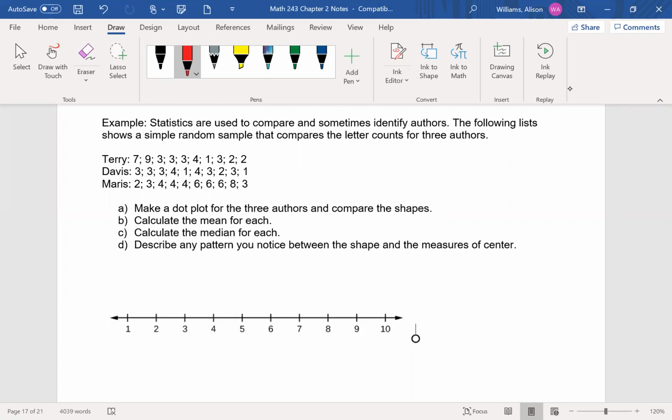So what they want us to do is make a dot plot for each of these. That's going to give us a way of comparing their shapes. We're going to look at the means and the medians, and at any patterns that might exist. All right, so let's start with Terry here.